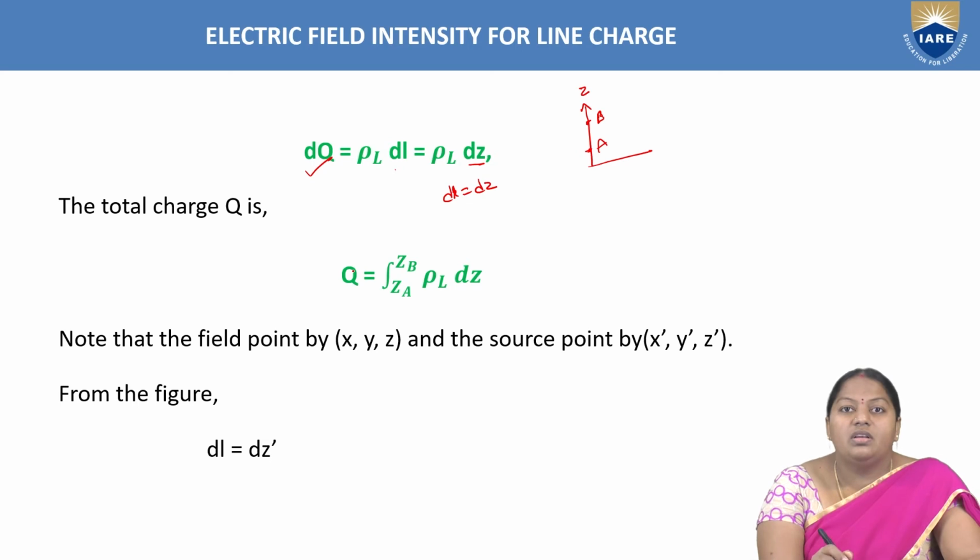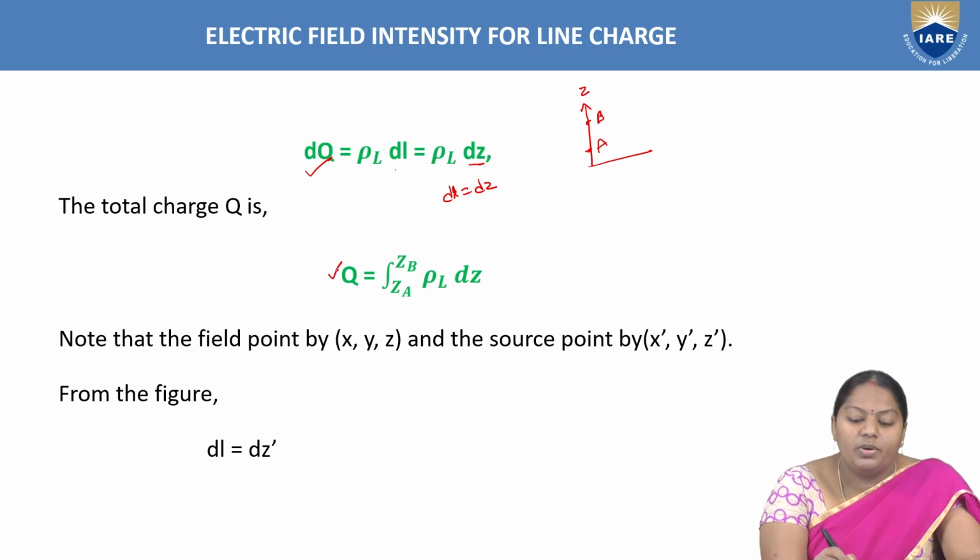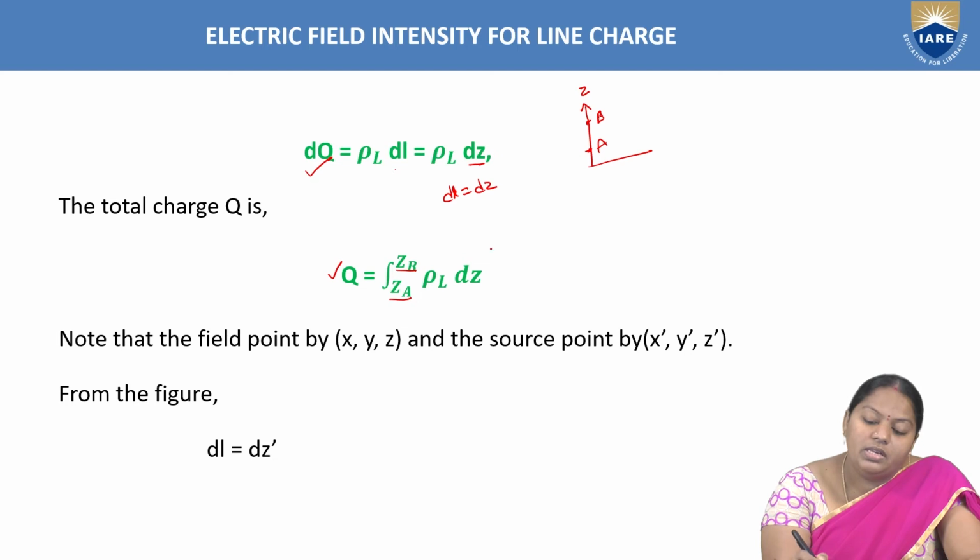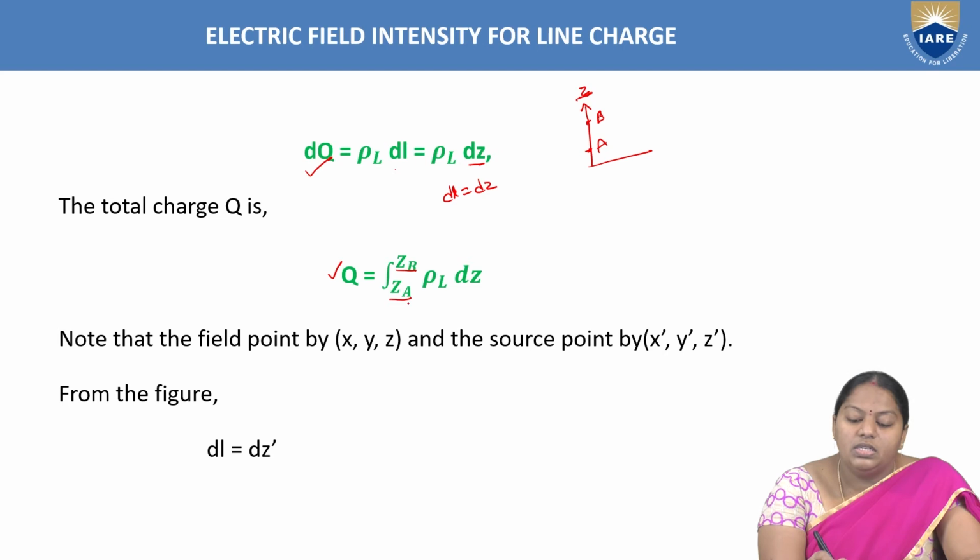Next, for the total charge, this is the differential equation. Then from the differential equation, if you find the integral, q equal to integral from za to zb of rho L into dz. Why is this za and zb? This is the length which we find based upon the length of this conductor, and it is placed along the z-axis. Hence, q equal to integral za to zb of rho L into dz.